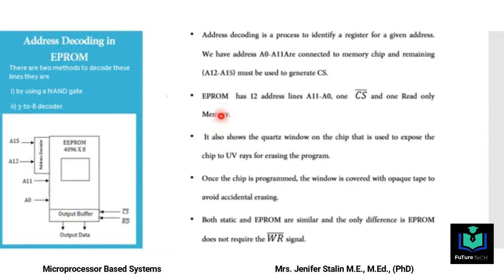Okay, so EEPROM has 12 address lines and CS, and it is a read only memory. That is what I said. There is no write signal. And here there is a quartz window. You can see this is the quartz window which is used to expose the chip to UV rays for erasing the program. Since this is erasable read-only memory, you are going to erase the program by exposing this chip to UV radiation.